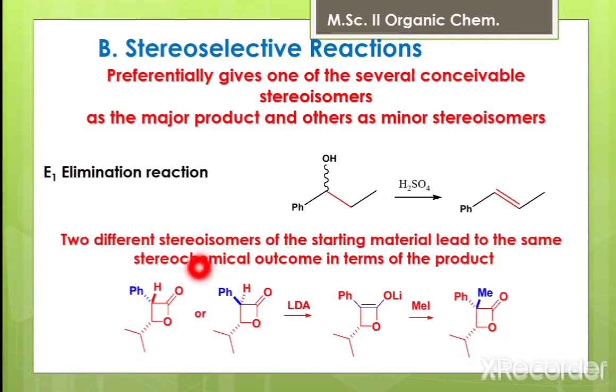Another example, this is a beta lactam. Here LDA, a strong base, will abstract the more acidic proton, and we get the lithium enolate. Now this lithium enolate is trigonal planar. Here the phenyl group is in the plane of the lithium enolate, while the isopropyl groups are out of the plane. Therefore the incoming electrophile adds opposite to the isopropyl groups. Therefore the methyl group is in front while the isopropyl groups are out of the plane. That means this is the major product, and this is the minor. In the minor product, the methyl group is at the backside. Okay.